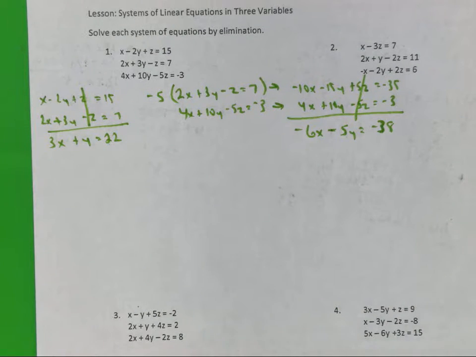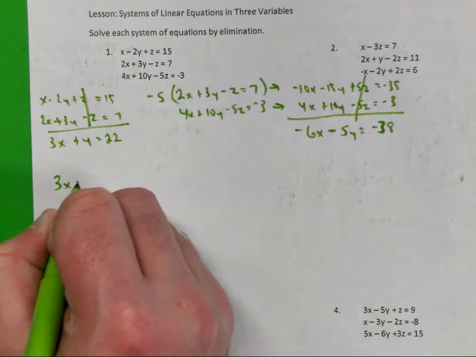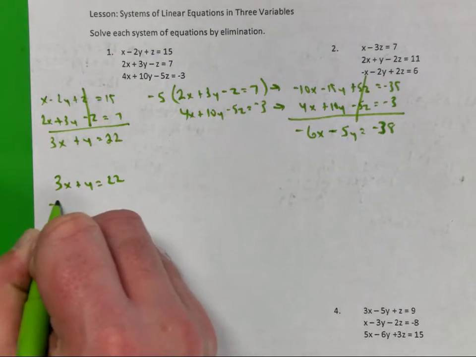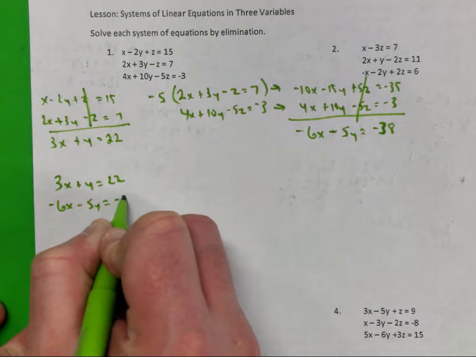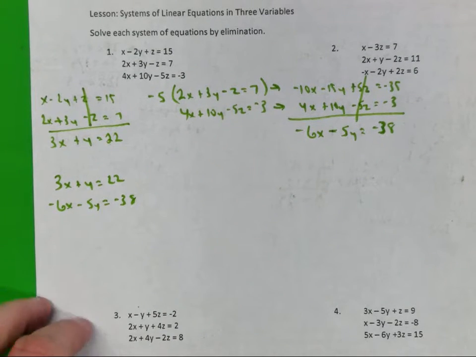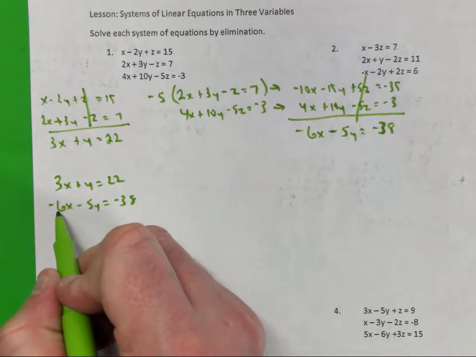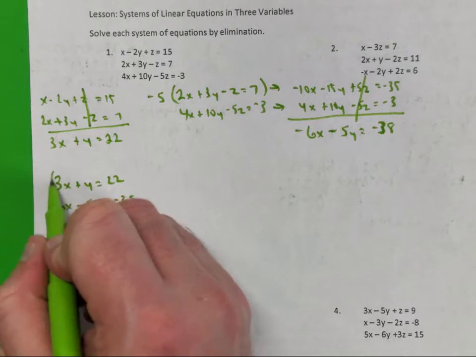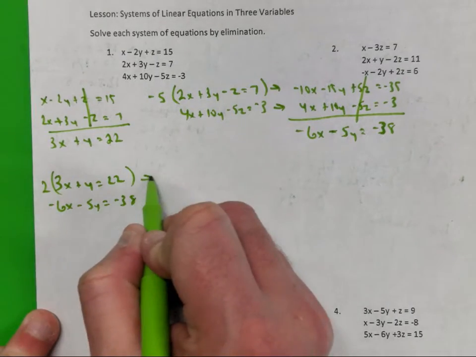So with the top and middle, you eliminate a variable. Then you pick the middle and last, and you eliminate the same variable. Now you're working with two equations, like you've just been doing on the first page of this. So I have 3x plus y equals 22, negative 6x minus 5y equals negative 38. It does not matter. Do you want to eliminate the x's or the y's? X's, okay? Well, if this is negative 6, what does this need to be? So I'm going to multiply that by 2.